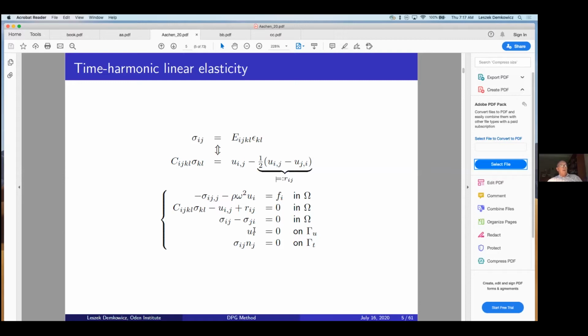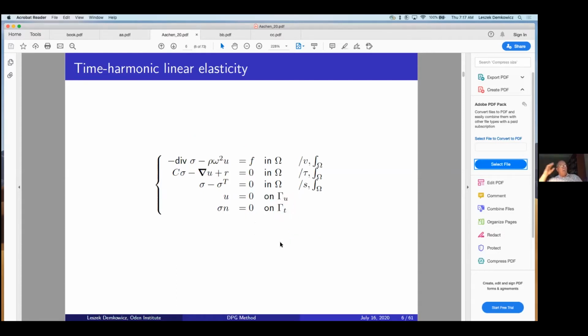And we have two boundary conditions. For simplicity, we'll use the standard displacement boundary condition on part of the boundary and the traction boundary condition on some other part of the boundary. Also, for simplicity, I will assume that the problem is driven only by the body force and the two boundary condition data are homogeneous, are zero. This is by no means any restriction. It just makes my presentation a little bit easier.